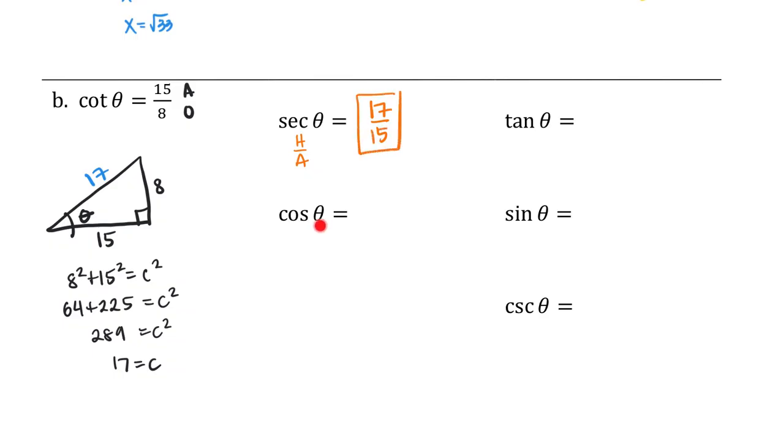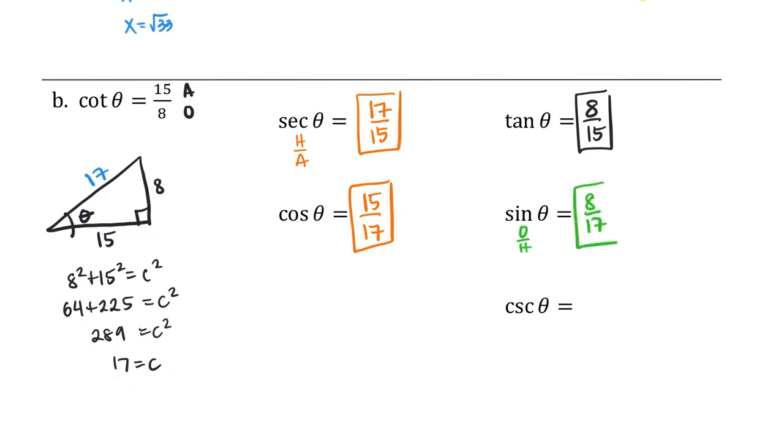Okay, cosine. Well, cosine is the reciprocal of secant, so if secant is 17 over 15, then cosine is 15 over 17. Or I could do adjacent over hypotenuse and get the same answer. Okay, what's tangent? Tangent is TOA, opposite over adjacent, or I could take my cotangent and flip it. So I get 8 over 15. Sine is opposite over hypotenuse, which is 8 over 17. And cosecant is the reciprocal of sine, and since sine is 8 over 17, cosecant is 17 over 8.